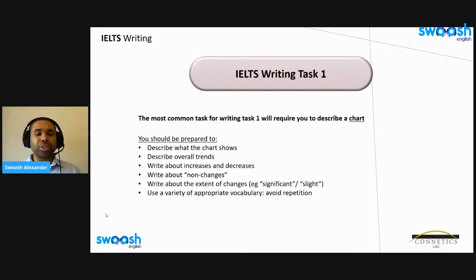Also, you need to use a variety of appropriate vocabulary. So don't just keep repeating the same words. If you are writing about a decrease, for example, in a particular value, if you are referring to that again later in the task, or if you're writing about another decrease, you might want to write about a fall rather than a decrease, or a decline. So certainly the vocabulary we'll be looking at today will help us to improve in all of these areas.